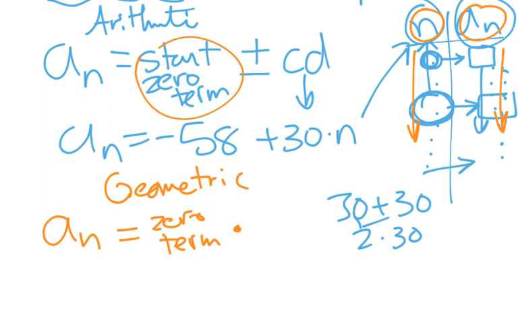But this time we're going to multiply. Now, geometric is multiply and divide, but when it comes to the explicit, we only multiply. So in the case of if we were dividing by 3, that becomes timesing by 1/3. If we're dividing by 2, timesing by 1/2. If we're dividing by 4, timesing by 1/4. And you get the gist with it, right? So we're multiplying by that constant ratio.